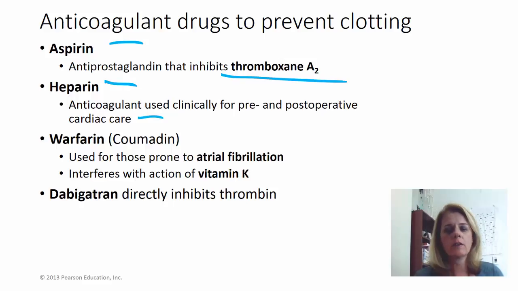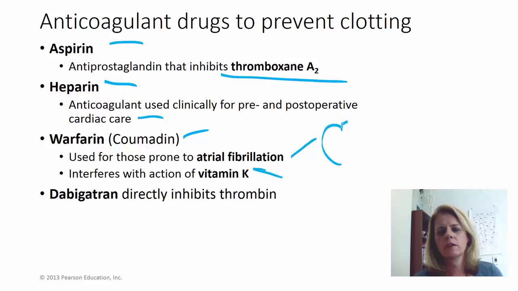Warfarin and Coumadin are also forms of anticoagulants that you'll see. It works by interfering with the action of vitamin K. Remember, vitamin K helps with manufacturing clotting factors. You may see this in someone that's got atrial fibrillation, and we don't really know what that is yet, but it's where the small chambers of your heart, at the top, are not beating correctly.